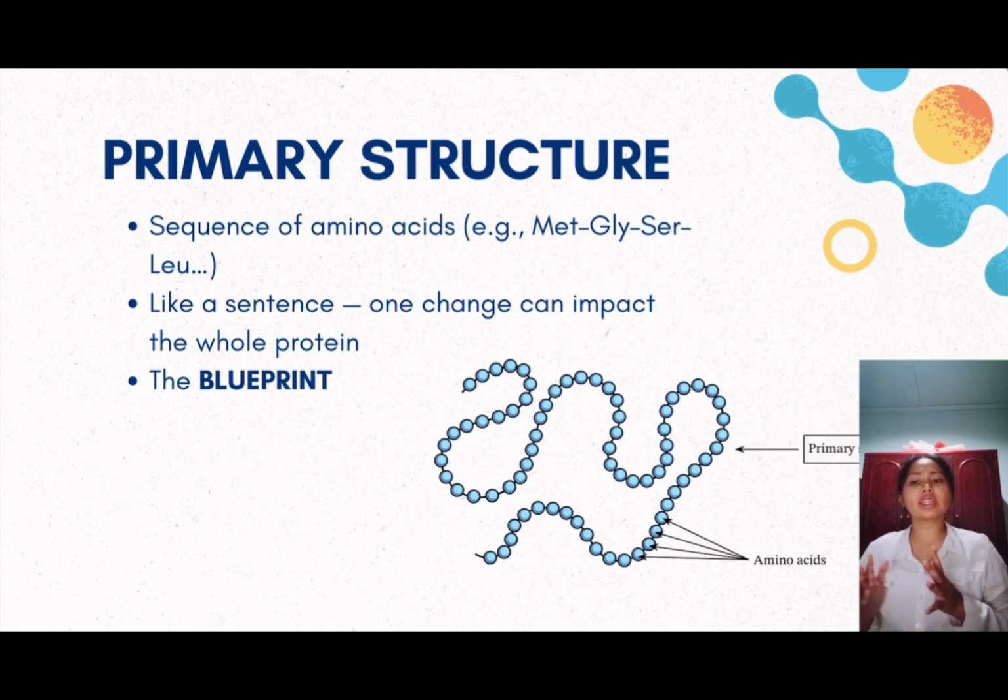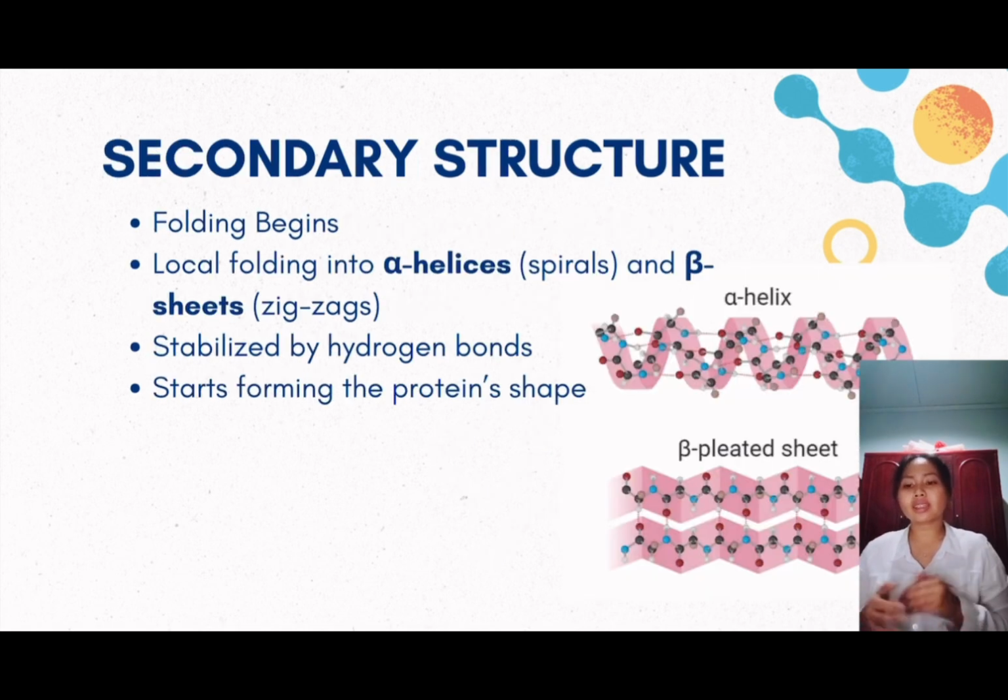Let's think of it as an alphabet or sentences of a protein, and even one small change of this can affect the entire protein's behavior. For example, methionine, glycine, serine, and leucine. Next is the secondary structure where the folding begins. Now the chain begins to fold locally.